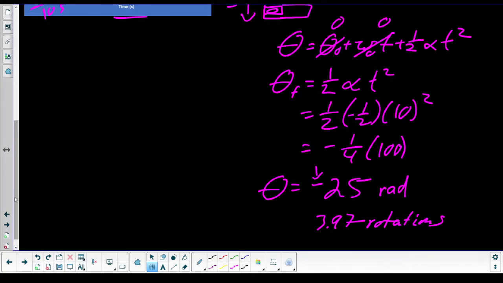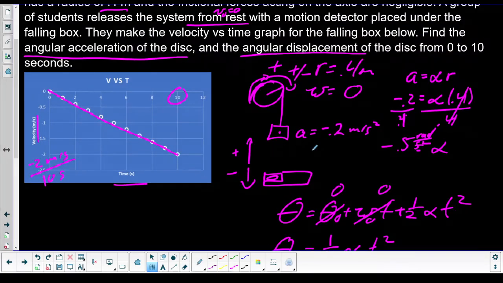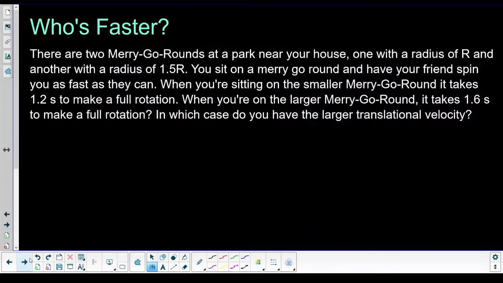So there's another one looking at some graphs, converting some more linear stuff to angular stuff, and then remembering how to use kinematics equations. So let's look at our last example, and then we'll get you guys working on some of your own problems just to really grind those numbers. So there are 2 merry-go-rounds at a park near your house.